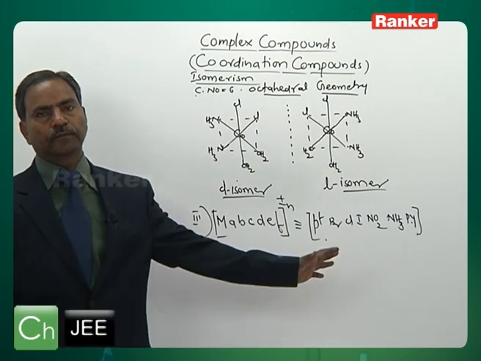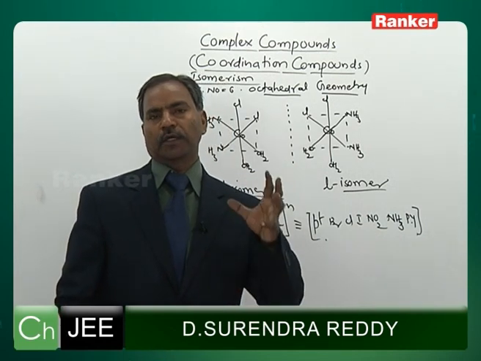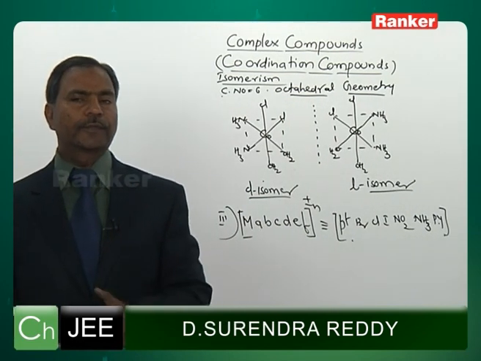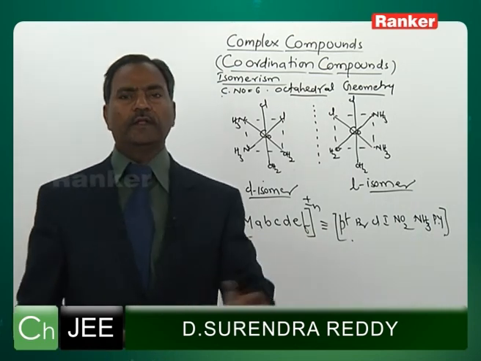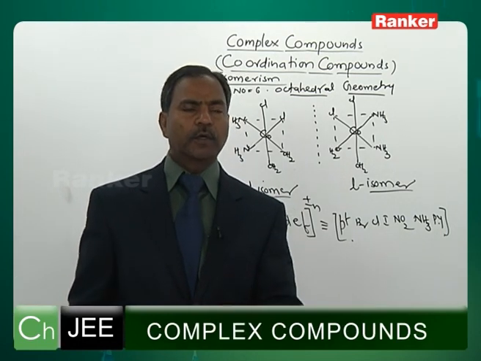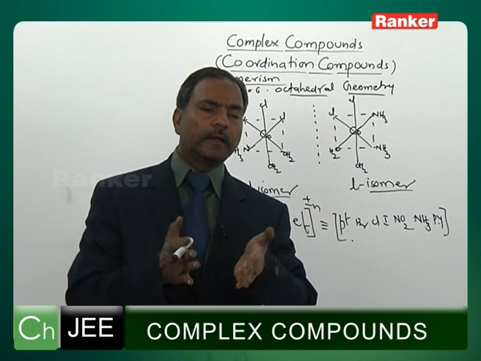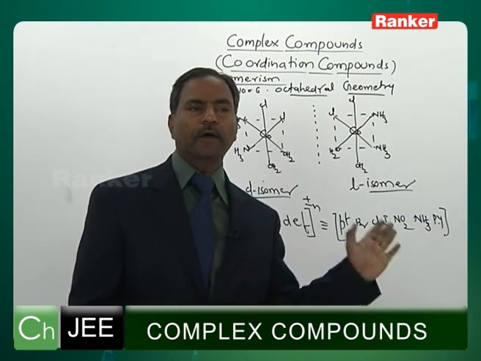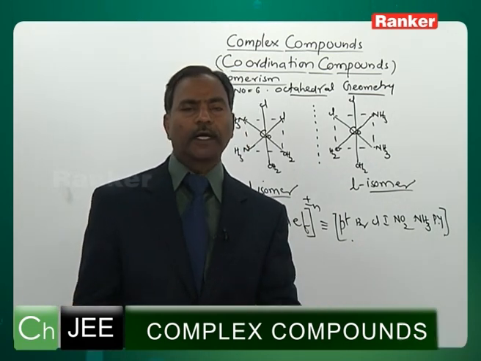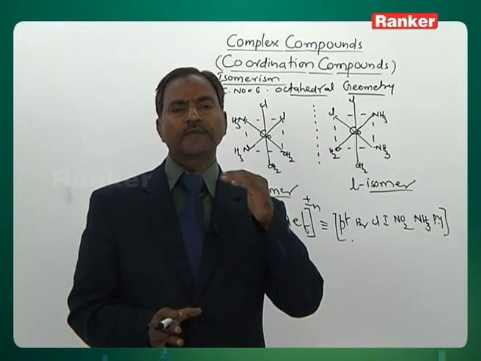I said for this, 15 geometrical isomers are possible, out of which 12 are cis isomers and 3 are trans isomers. But all these 15 geometrical isomers are unsymmetric because no two ligands are identical. This complex cannot be cut into equal halves under any angle you take. All are different from each other, so you cannot cut into equal halves. All the 15 geometrical isomers are unsymmetric complexes.